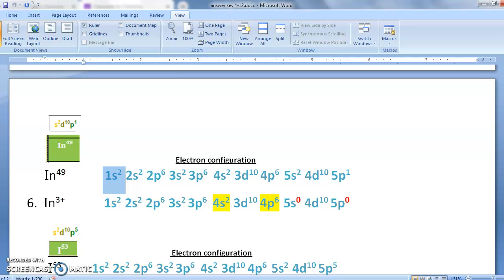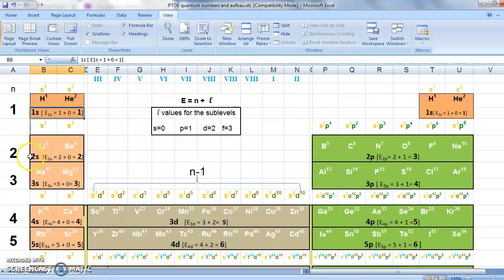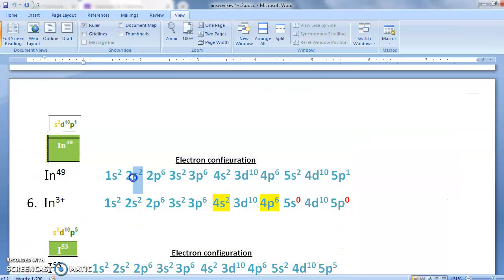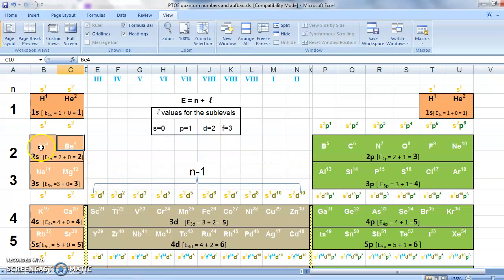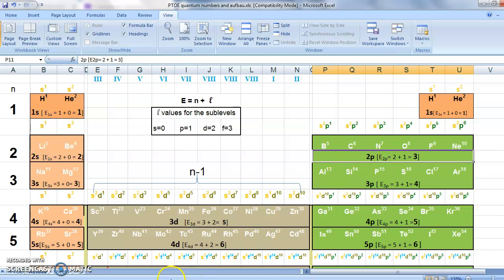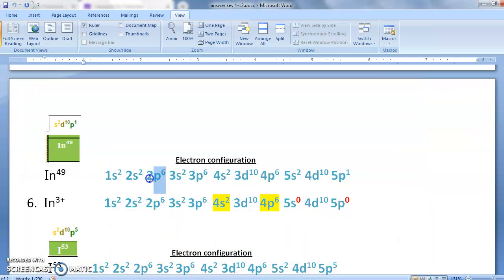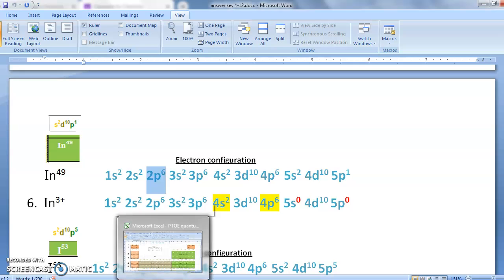I now bounce down to the second row. On the second row, there's the 2s, lithium and beryllium, 2 elements, so I would have 2s2. I just continue to follow the numbers. Over to here, this is the 2p. See the 2p written right in there? 6 elements, 2p6. I put it right there. That takes care of the second row.